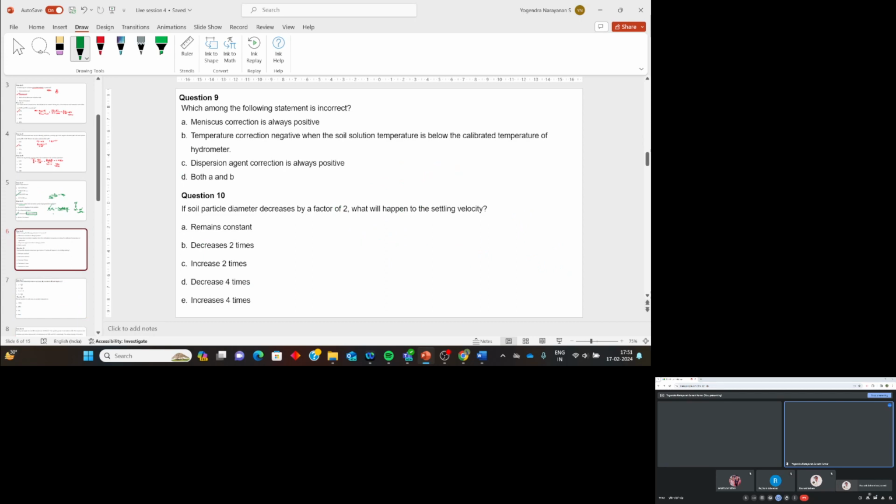Which among the following statements is incorrect? Option A, meniscus correction is always positive. Option B, temperature correction is negative when soil solution temperature is below the calibrated temperature of hydrometer. Option C, dispersion agent correction is always positive. Option D, both A and B.